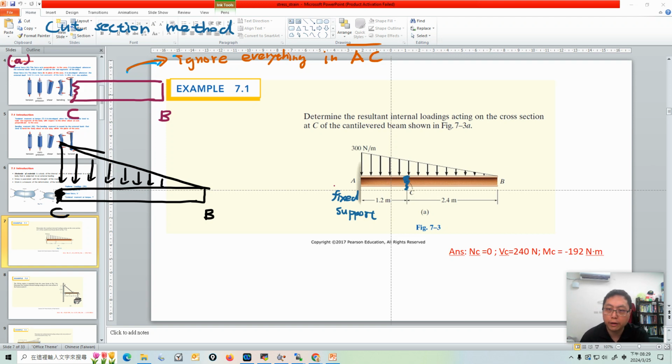The first thing: what is the distributed load here? At the A end, it's 300 Newton per meter. That's at the A end. But what I'm asking now is, what is the magnitude here at this C point, at this C section? At A it is 300, but what is the force intensity here? So how do we calculate the force intensity here?